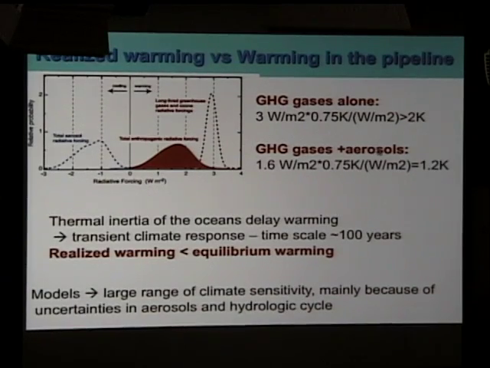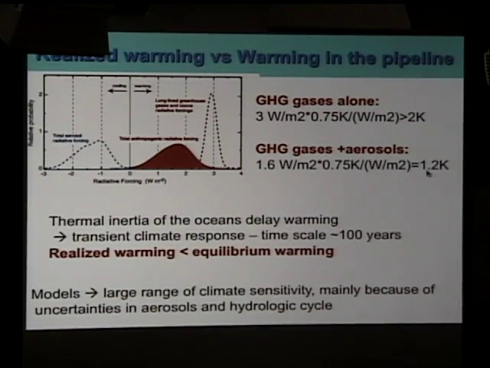But when we added aerosols, aerosols counter some of the warming, some of the forcing, so only 1.6 watts per meter squared. So at equilibrium, if we keep aerosols, if we keep Beijing, if we keep all the cruddy atmosphere around, then we would have a lower temperature increase, about 1.2 Kelvin.